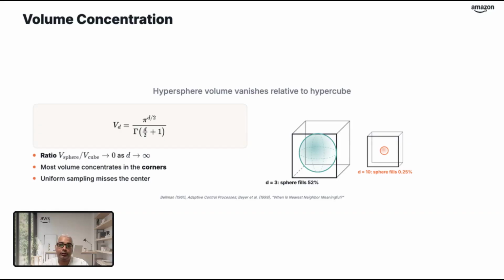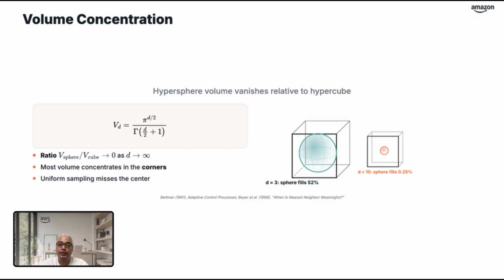So let's look at the first phenomenon of volume concentration. Imagine that you have a unit hypercube. Each side goes from 0 to 1, and you inscribe the largest possible hypersphere inside it. In two dimensions, the circle would take up about 79% of the area of the square. In three dimensions, the sphere would fill up about 52% of the volume of the cube, which is the first figure we see on the left.